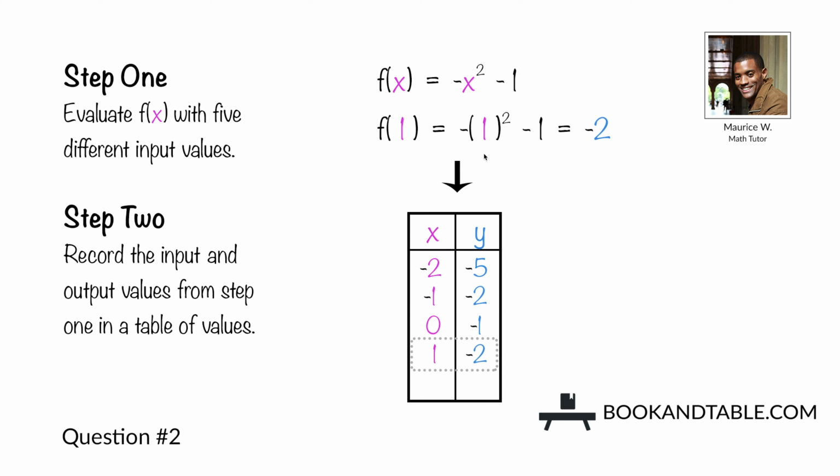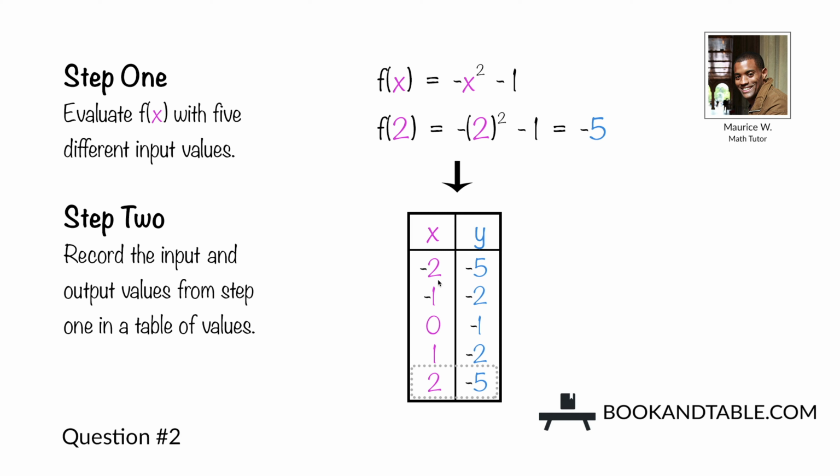f(1) is equal to 1 squared, which would be 1. Negative 1 times 1 would give us negative 1 here, and negative 1 minus 1 is equal to negative 2. So the input is positive 1 and the output is negative 2.